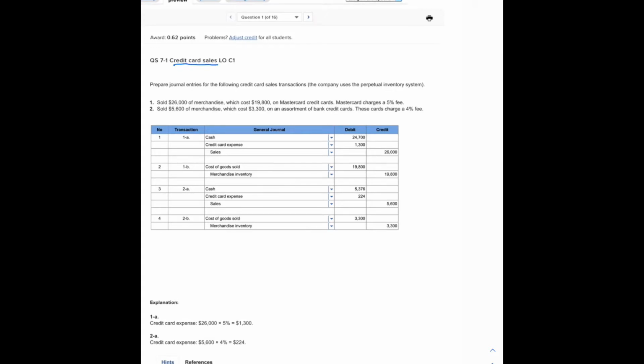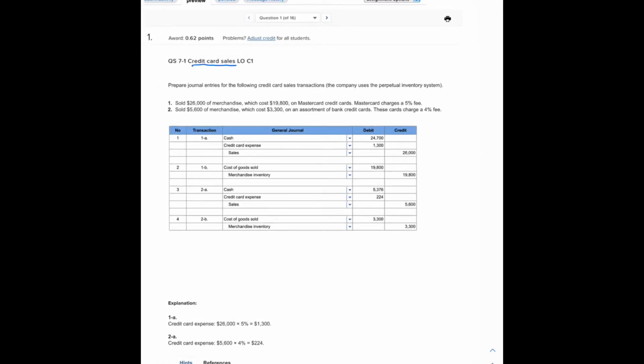So up until this point, we pretty much just said when we make a sale, we debit either cash or accounts receivable, we credit sales revenue, and we move on. But in this chapter, we look at what happens when someone pays with, say, a Discover card, a Visa card, whatever the case is, some credit card. Well, these credit card companies charge a fee to the companies to allow them to accept these types of payment.